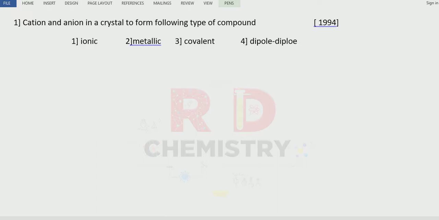Question number 1. Cation and anion in a crystal form which type of compound? Very simple. Whenever there is a cation and anion, they are oppositely charged particles. Therefore, there always exists an ionic bond. First one is the answer. Right?